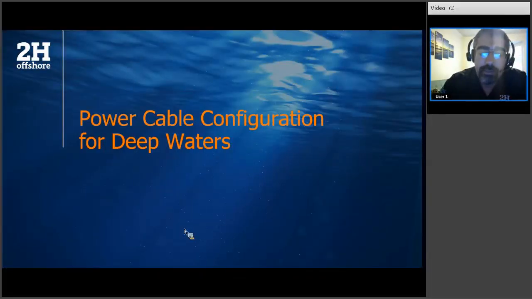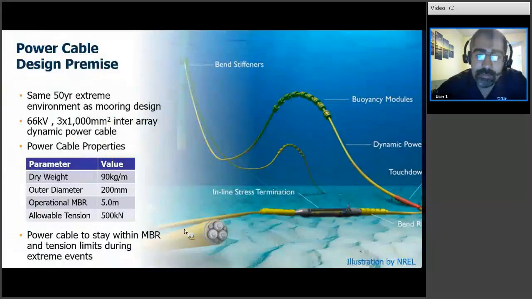For the power cable for deep water floating offshore wind turbines, again we are looking at the same 50-year environment. We are looking at a 66 kilovolt inter-array cable with three cores, and these are typical values compiled from a few manufacturers. We looked at the manufacturer data, and these are representative values.